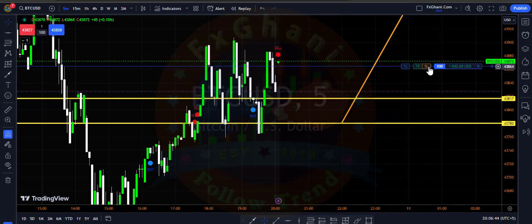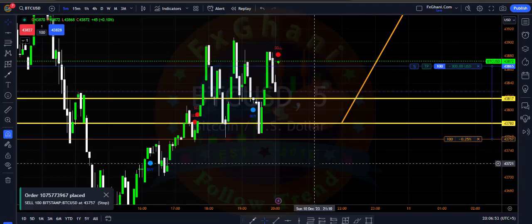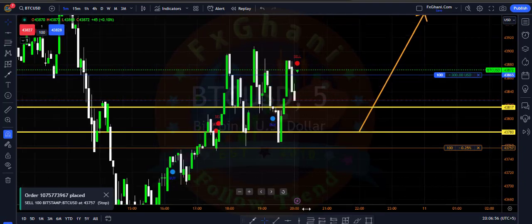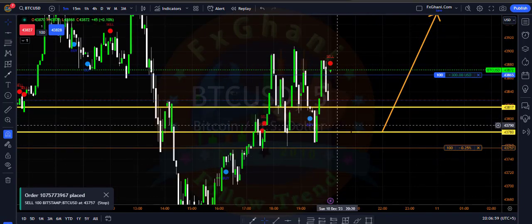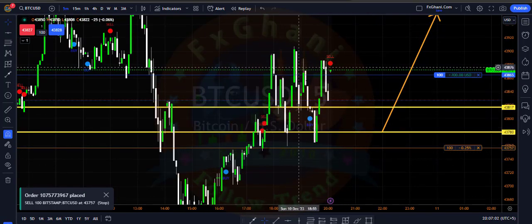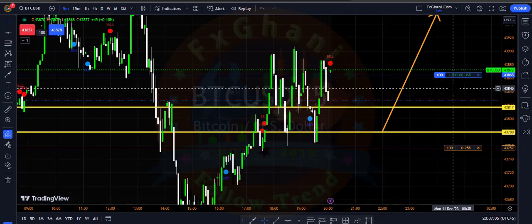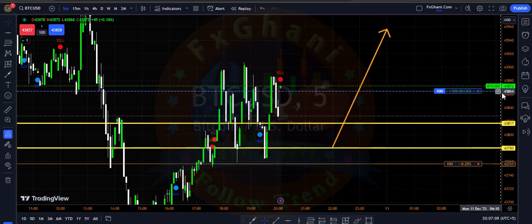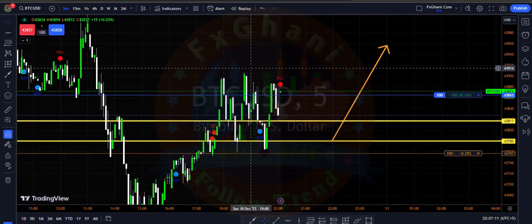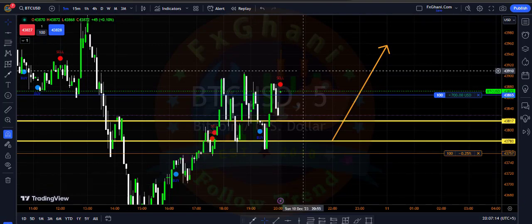So what I will do, I will place my SL, which is only 0.25%. Okay, so I reduce my lot size because you can clearly see the market is doing a range. Right now I am in $700 profit, and if price breaks this area, then I will move my SL to break even. So let's see, $700 in M5 time frame and price is above my order price.